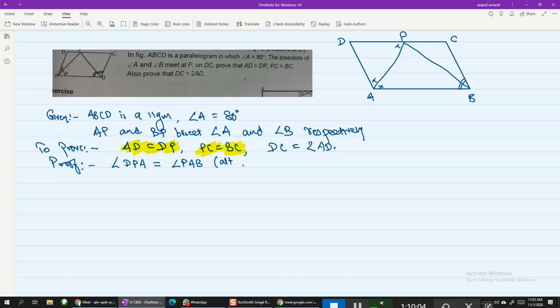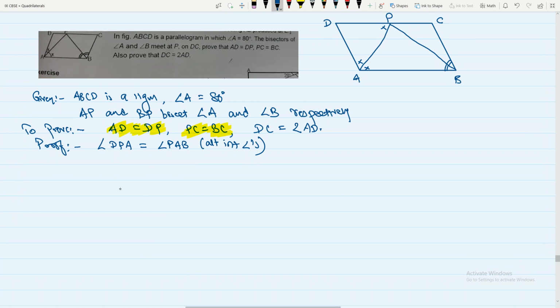क्या बात है, अभी आंसर आ रहे हैं. Alternate interior angles. Angle DPA is equal to angle PAB. Correct. But angle PAB is equal to angle DAP, given. Therefore, angle DAP is equal to angle DPA.